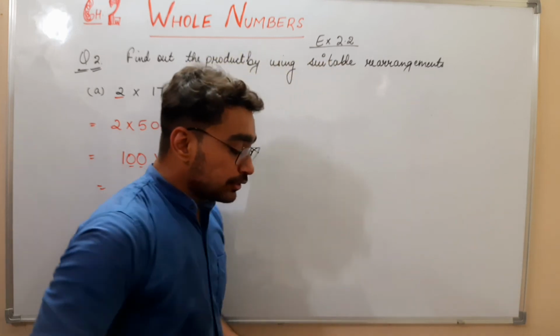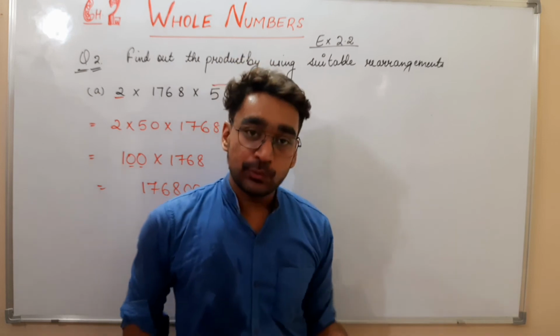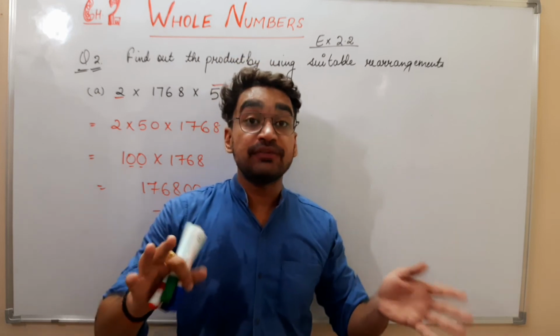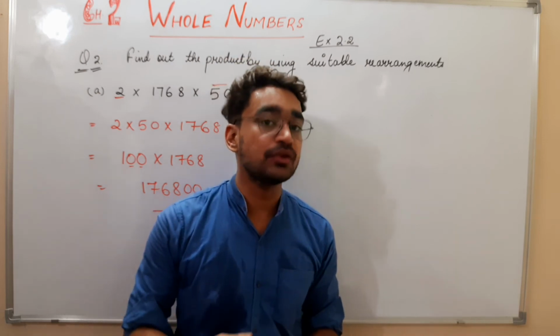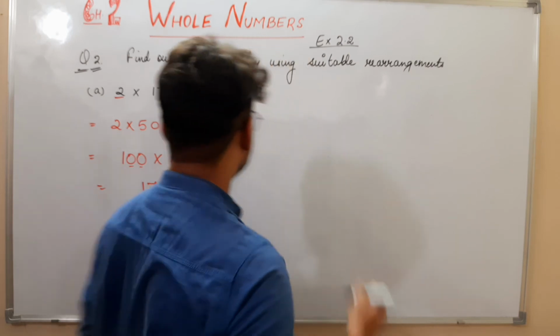In the B part also, B part is 4 into 166 into 25. Then try to multiply 25 into 4. Then you will get the answer. Let us see that C part.